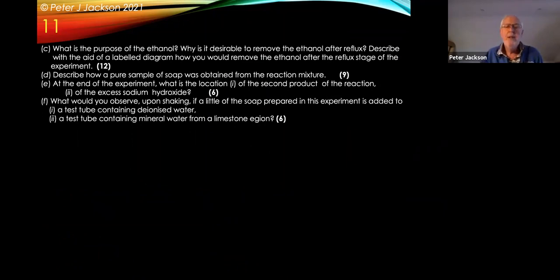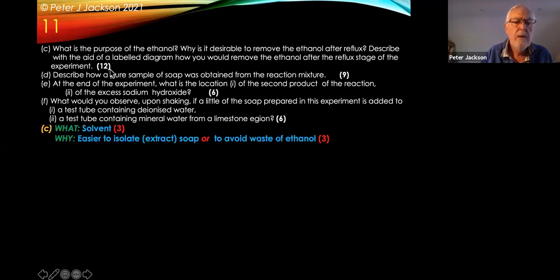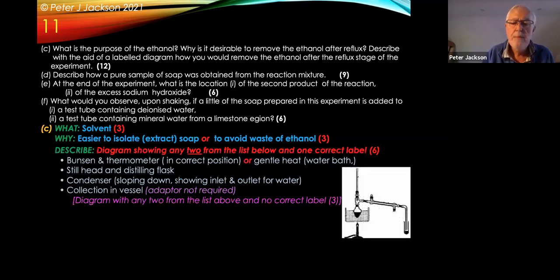What is the purpose of the ethanol? Why is it desirable to remove the ethanol after reflux? Describe with the aid of a labeled diagram how you would remove the ethanol after the reflux stage of the experiment. So, purpose of the ethanol is a solvent. Why? It's easier to isolate or extract the soap or to avoid waste of ethanol. Describe, well, a diagram, any 2 from the list below and 1 correct label, 6 marks.